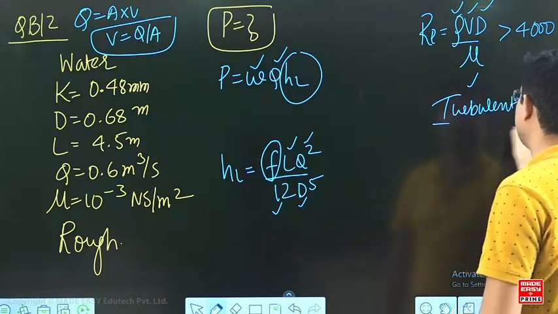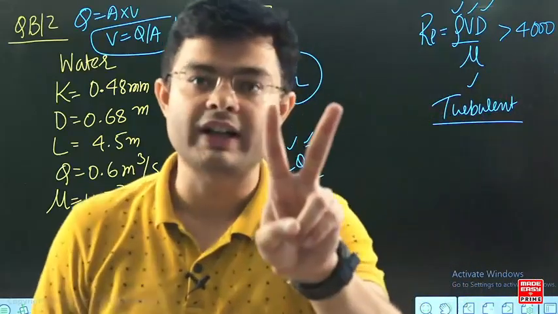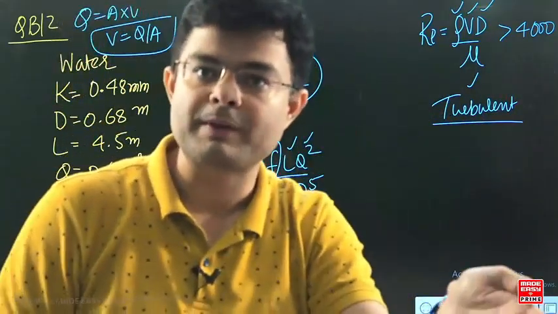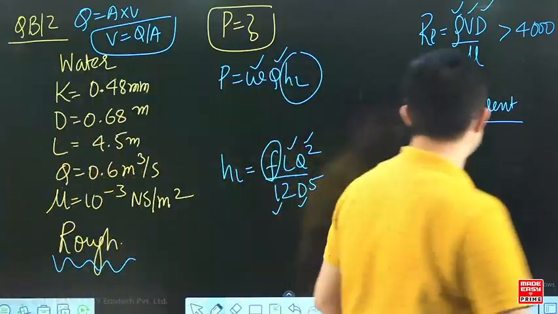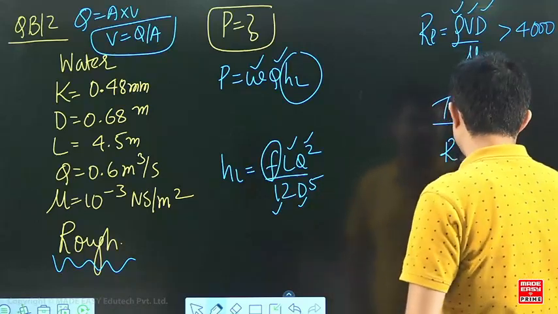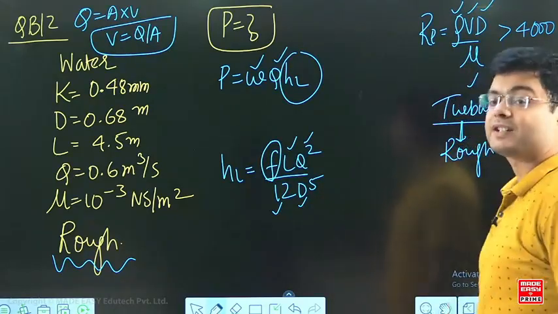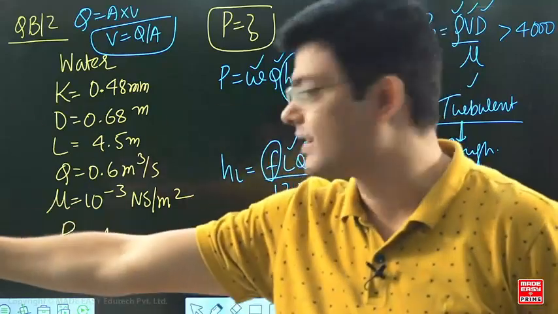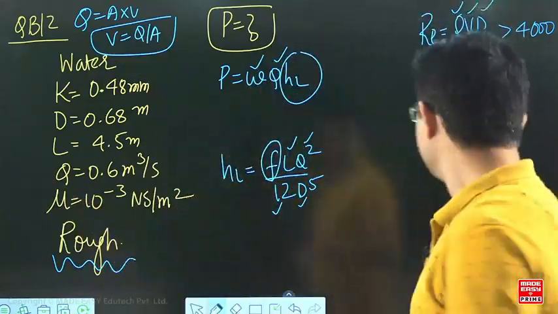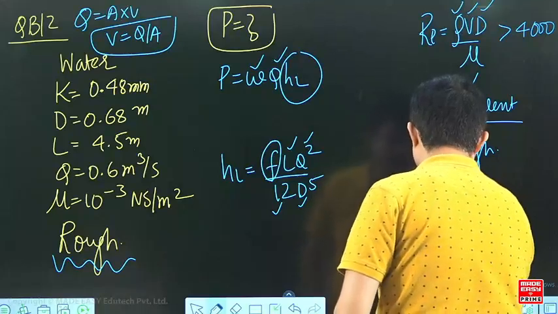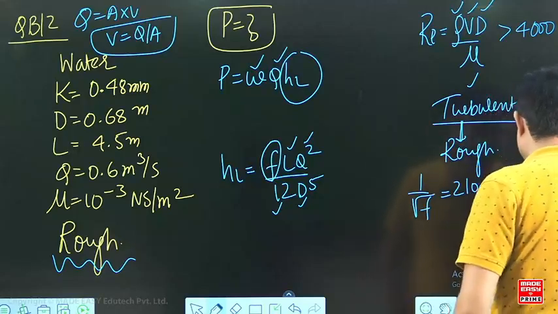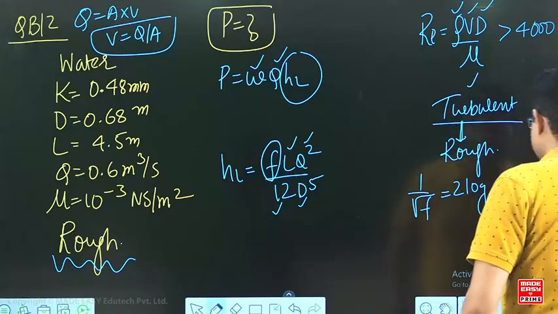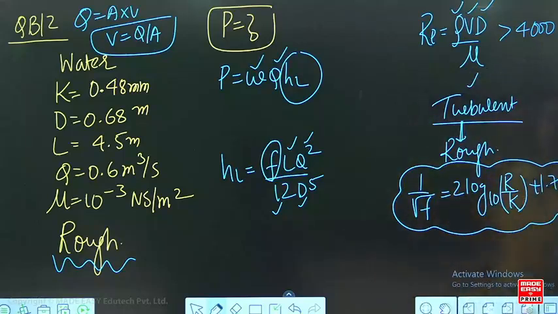Now if your flow is turbulent, the friction factor depends on two things, whether your pipe is rough or smooth. But we need not find that, because it is mentioned in the problem that the pipe is a rough pipe. So in a turbulent flow, if your pipe is rough, the friction factor will be given by Moody's equation, which is already mentioned in your printout. So what is Moody's equation? 1 by root f is equal to 2 log base 10 R by K plus 1.74. This is the equation of friction factor for rough pipe.